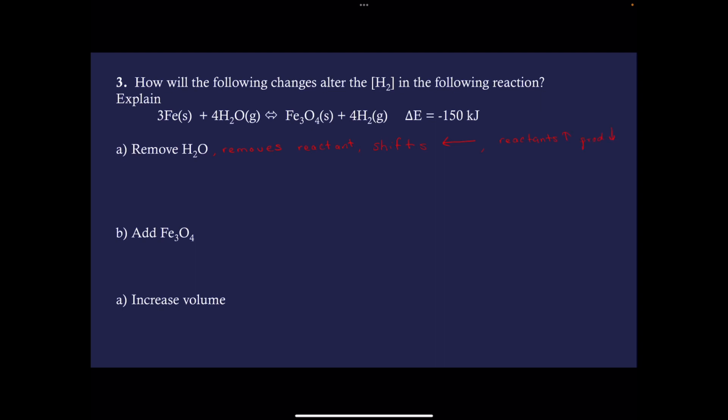So this question is asking us specifically about what's happening to hydrogen. So hydrogen's a product. We just said we're going to shift towards the reactant, so we're going to use products. So we're going to find that the hydrogen's concentration would decrease by removing water.